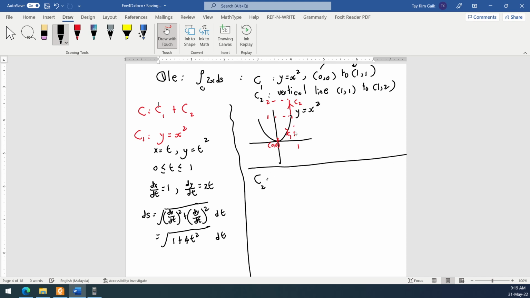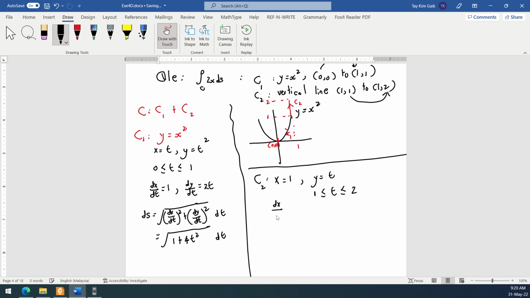C2 is a vertical line, and the vertical line is at x equals 1. You see, for C2, x is equal to 1. Then let y equal t. y moves from 1 to 2, so t moves from 1 to 2.